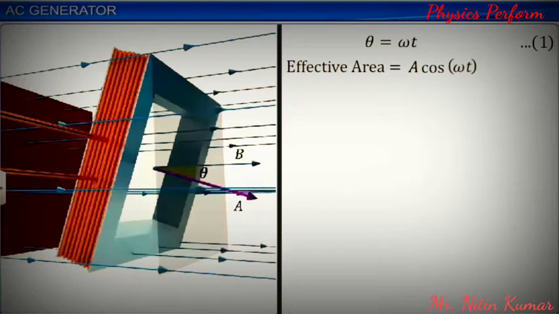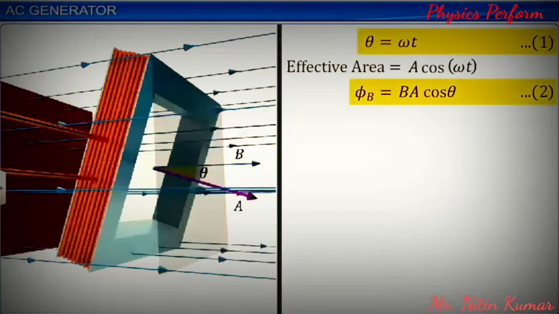The flux linked with the coil at any instant of time is given by the equation phi B is equal to BA cos theta. Let this be equation 2. On substituting equation 1 in equation 2 and simplifying, we get the equation phi B is equal to BA cos omega t. Let this be equation 3.